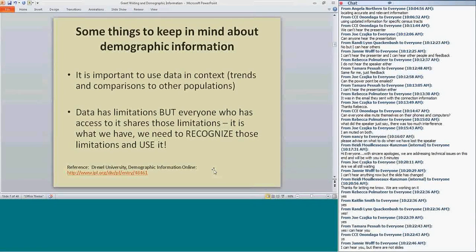And again, when I think about data, I get frustrated because I don't have the exact data that I want to show a particular thing as I'm writing a proposal. And I think what's key is that you can use data in a broad context to set that general stage and hopefully have opportunities to pull some things locally by polling the constituents that you're working with, your target audiences, to get them more specific. So remember, data does have limitations, but everyone who has access to data shares those limitations. So we use the best thing that we have. Recognize those limitations.